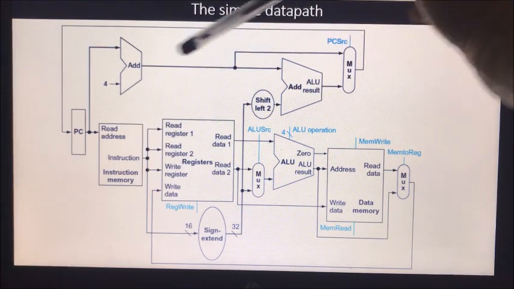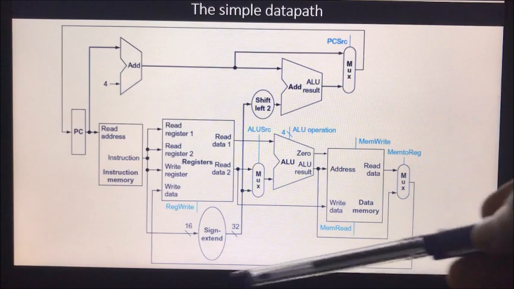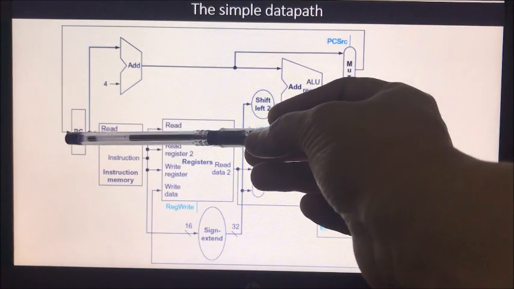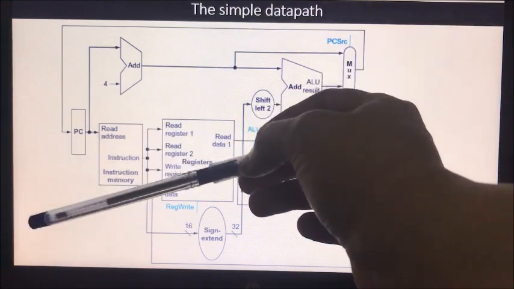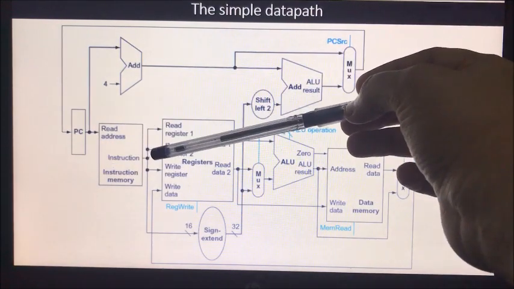So this is a complete data path, we can say, for fetching an instruction and performing an operation, whether the instruction is a memory instruction, an arithmetic and logical instruction, or a branch instruction. If it is an arithmetic and logical instruction, how is it going to work? First of all, we know that the PC will have the address of the instruction to be fetched, which is given to read address. So from instruction memory, the instruction will be taken.